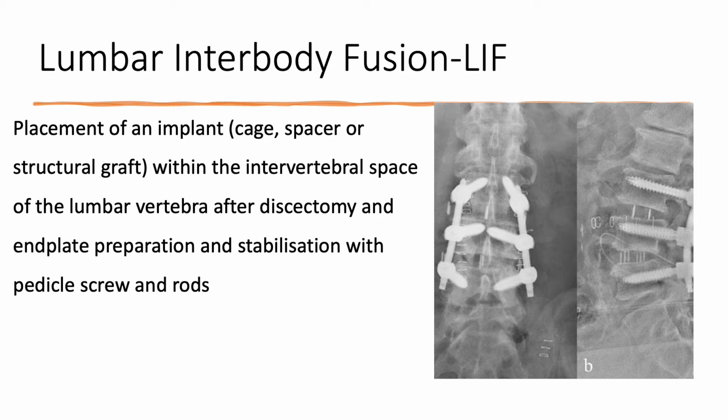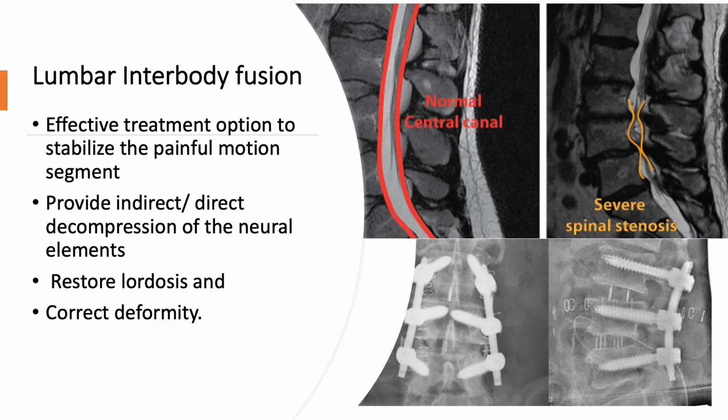Lumbar interbody fusion means placement of an implant, could be a cage, spacer, or a structural bone graft within the intervertebral space of the lumbar vertebra after a discectomy and endplate preparation, and further stabilization with pedicle screw and rods, as shown in the picture. Lumbar interbody fusion is an effective treatment option to stabilize the painful motion segment of the spine. It provides direct or indirect decompression of the neural elements. It restores lordosis and corrects deformity.